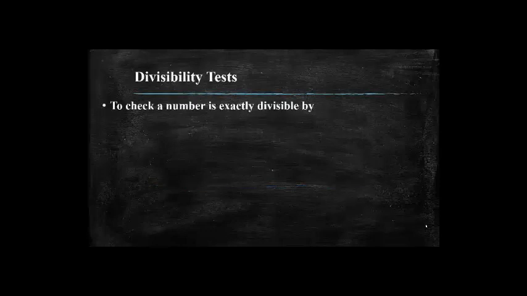So we are going to see how to check a number is exactly divisible by 2. For 2 it is very simple. The last digit of the number should be even, or the number should be an even number. So the number should end with either 0, 2, 4, 6, 8.